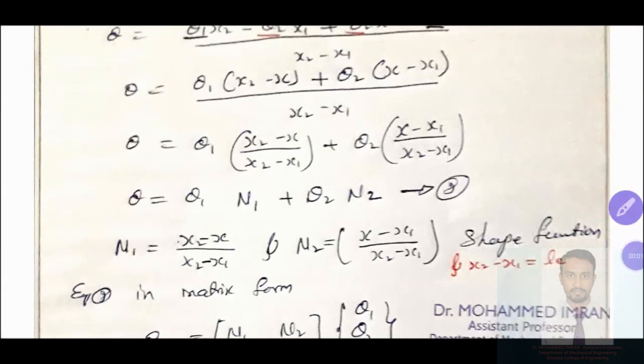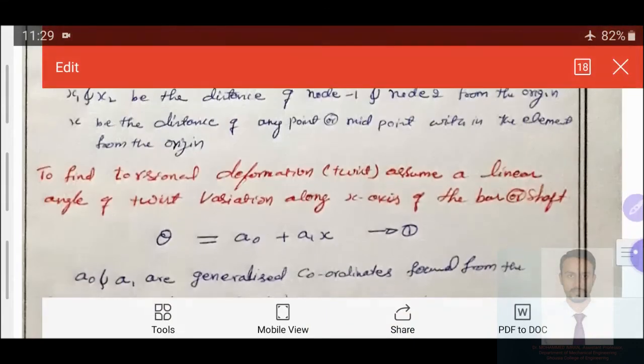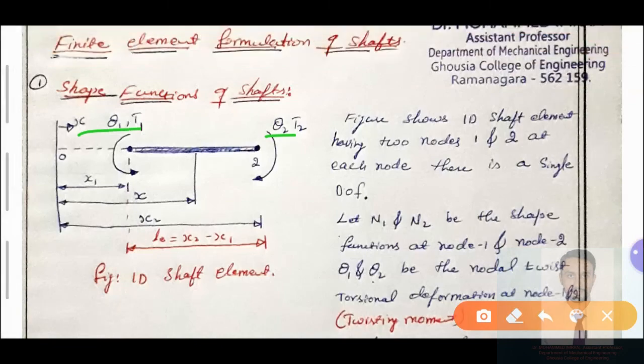In the last derivation, the shape functions we found for a beam element were four shape functions. At each node 2 shape functions are there, but in this given shaft element we have only 2 shape functions. Why? At each node there is 1 degree of freedom. The number of degrees of freedom determines the number of shape functions in the final answer. Clear? Why are we getting only n1 and n2? At each node we have considered 1 degree of freedom in the given shaft element. You can see here theta 1 and theta 2.